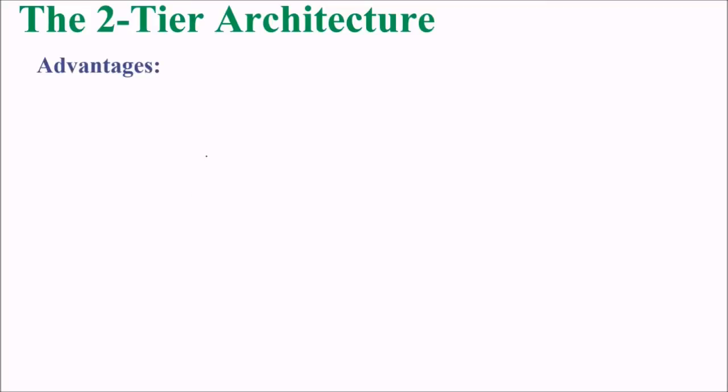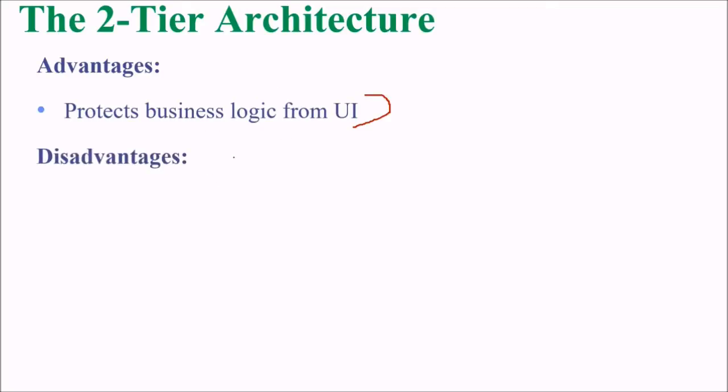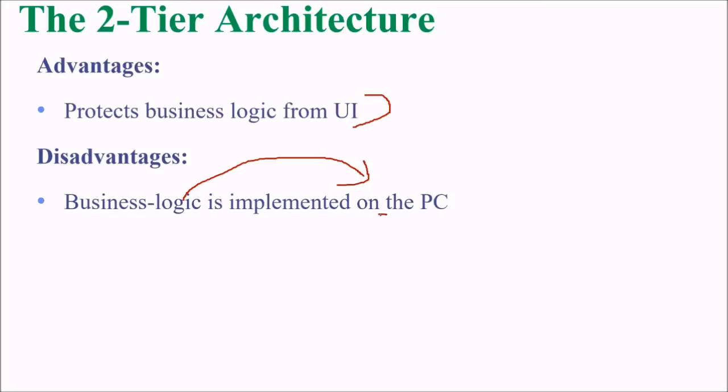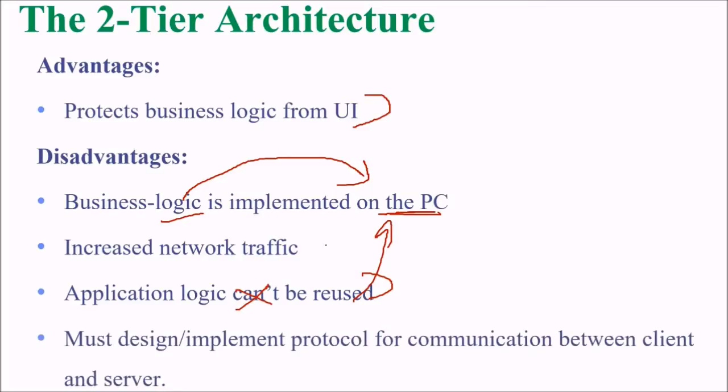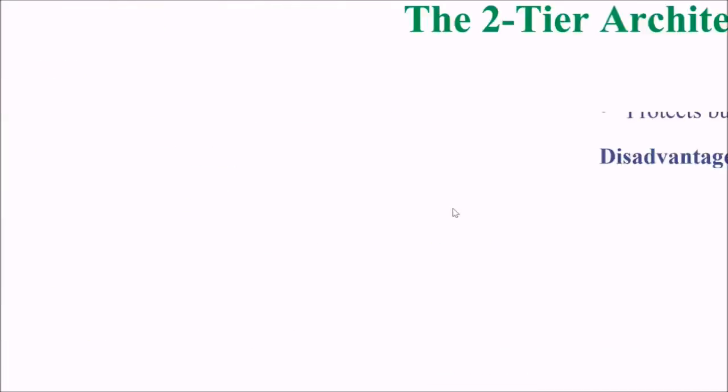In the two-tier architecture, the advantage is that it protects the business logic from the user interface. The disadvantage is that the business logic is implemented on the PC. Also, the traffic will be increased, and application logic can't be reused because it is embedded here. And we must design and implement a protocol for communication between the client and server. This has to be there.